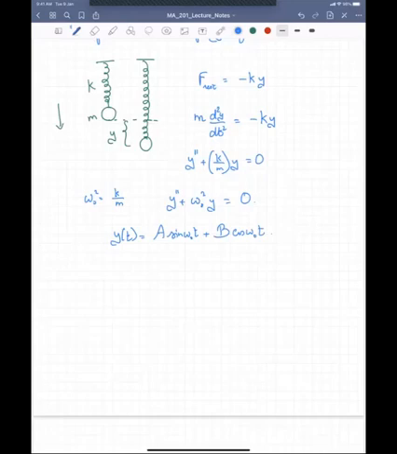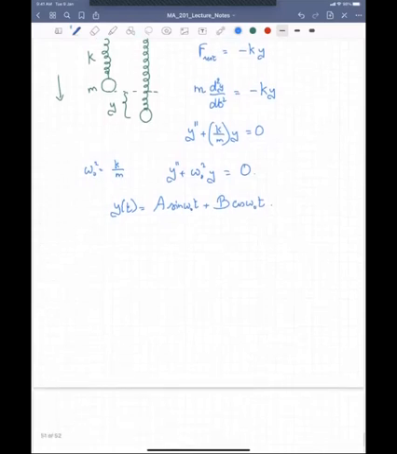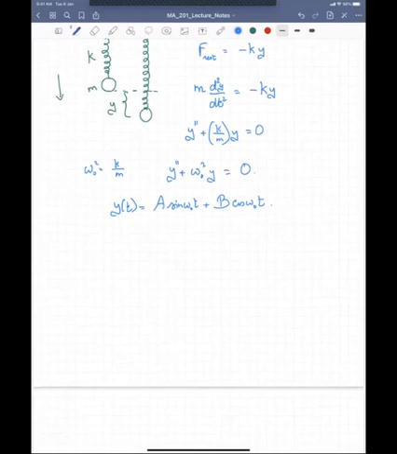And as you worked out in the tutorial, a and b can be fixed by appealing to initial conditions if this is an initial value problem. So this is the most general solution of the problem. And sine omega t and cos omega t are, of course, linearly independent solutions. And the general solution by superposition principle is a linear combination of the two. Okay.